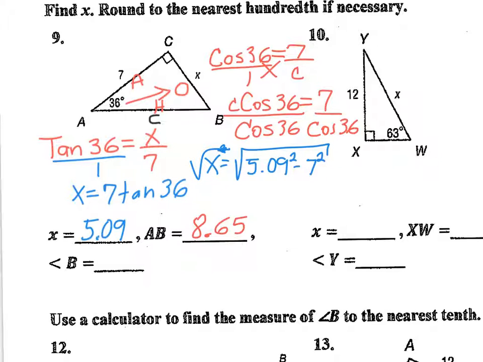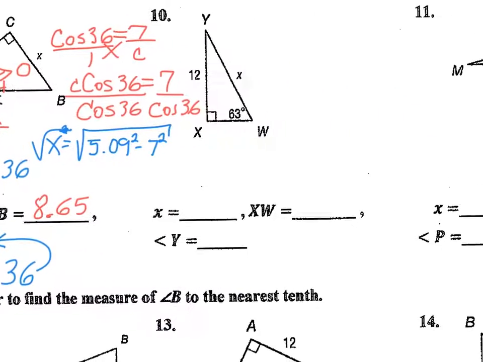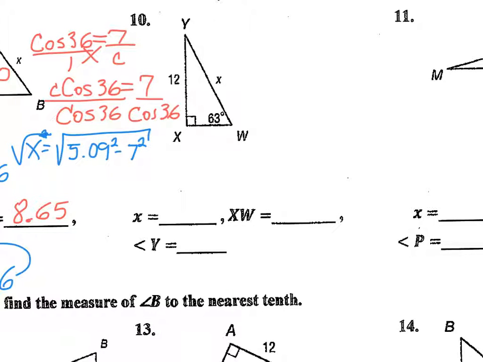How about for the angle B? Well, angle B must be 90, what else? Minus 36, right? And the answer here should be 54. That's right, 54. Now let me give you the answers for number 10. For number 10, the answers are, for x is 13.47, XW is 6.12, and y is 27.